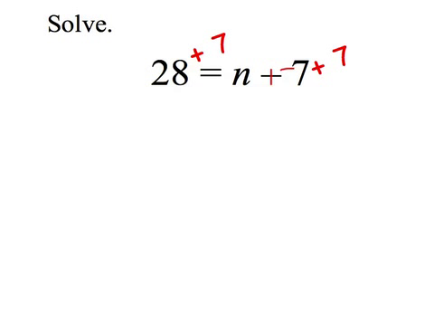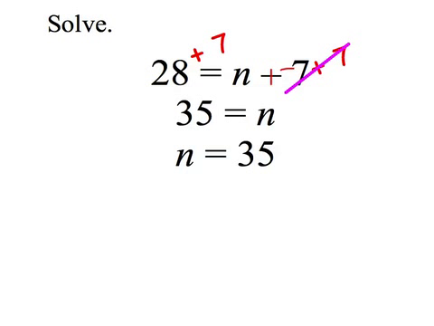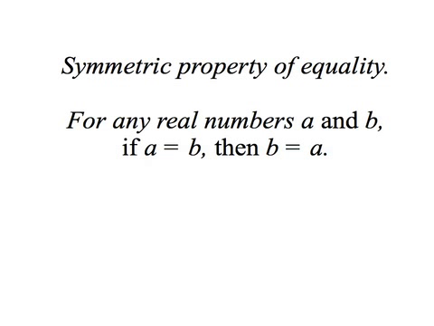So to get the variable all by itself, sometimes we call it isolating the variable, we add the opposite of the number that's on the same side with the variable, in this case 7. We do the work as shown, and we get 35 is equal to n, and of course we can change that to n equals 35. It's time to formally state the symmetric property of equality. If a is equal to b, b is equal to a, and of course the symmetric property of equality simply states the obvious.